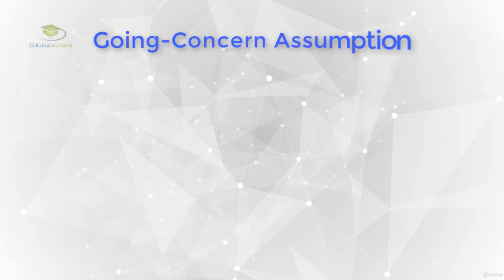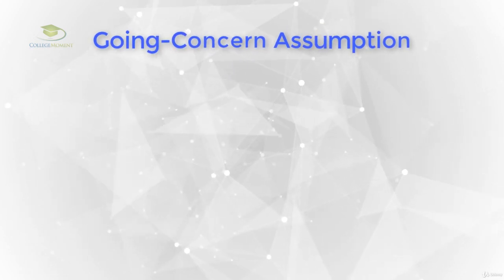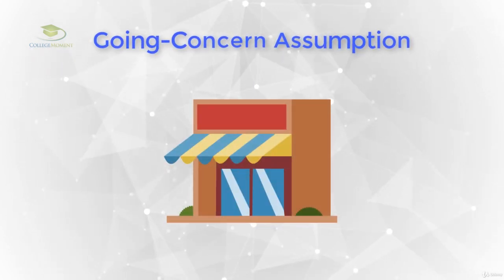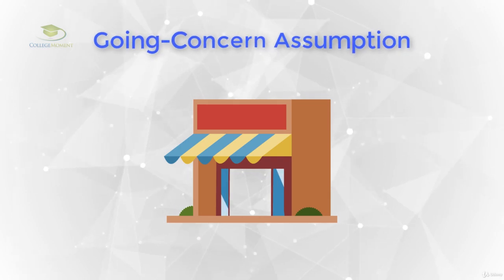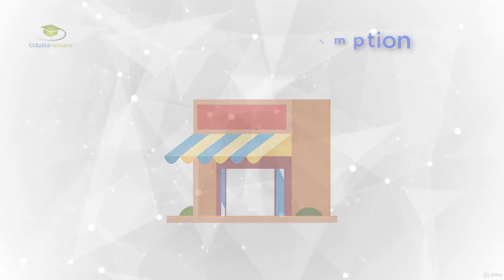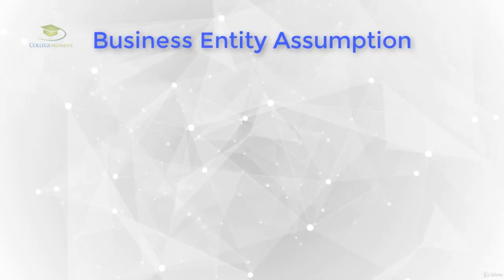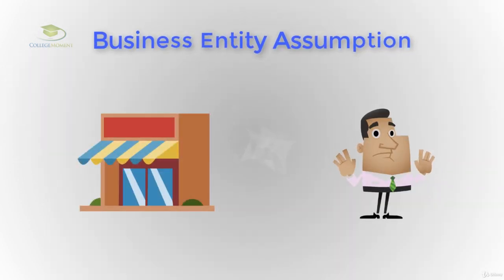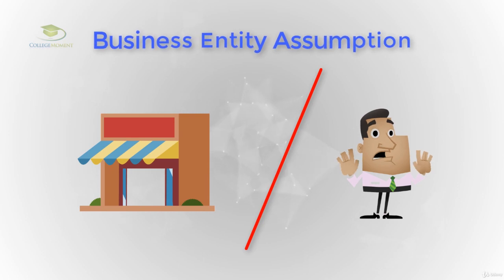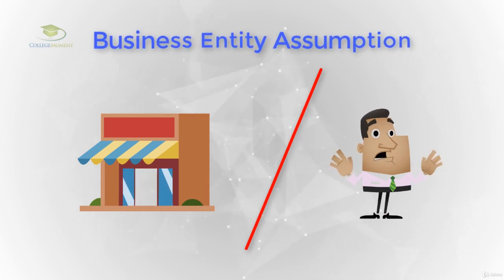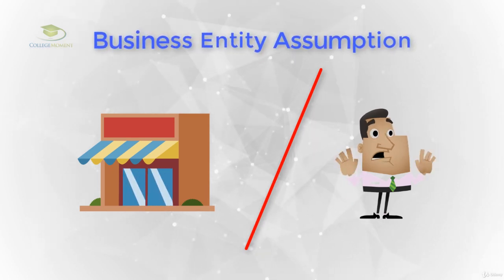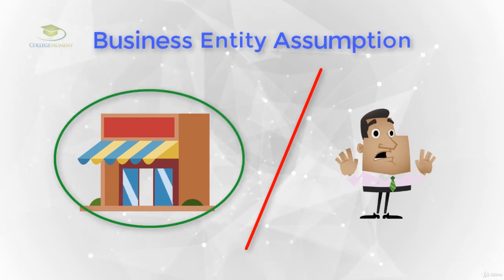As a side note, I also want to mention 2 assumptions. First one is the going concern assumption. Everyone assumes that your business will continue its operations and will not go out of business. The second one is the business entity assumption. We assume that the business and the owner are completely different entities. Whatever we do in this course, we will do it from the perspective of the business, not the owner.